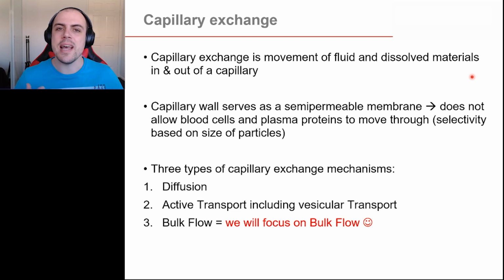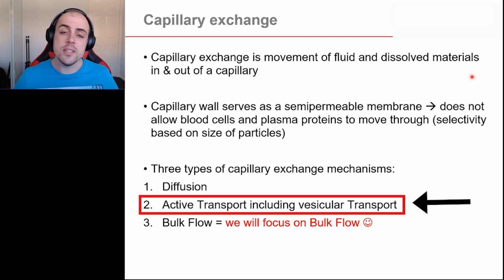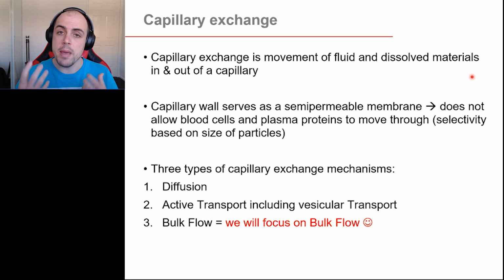The second one here is active transport. Now, what active transport is, via the use of protein pumps in our membranes, we can pump things against its concentration gradient. So this is going from a low concentration to a high concentration. But this requires energy as well. The one that we are going to be focusing on in this video is looking at bulk flow.